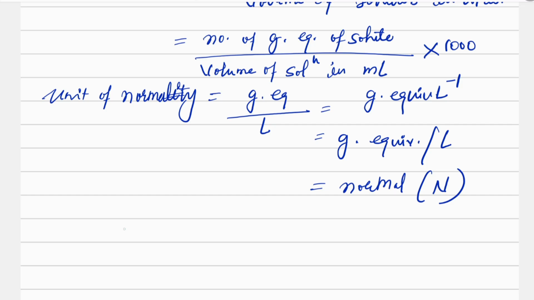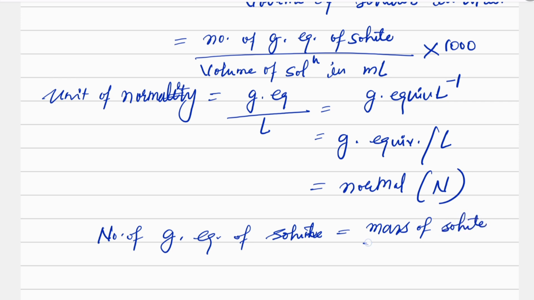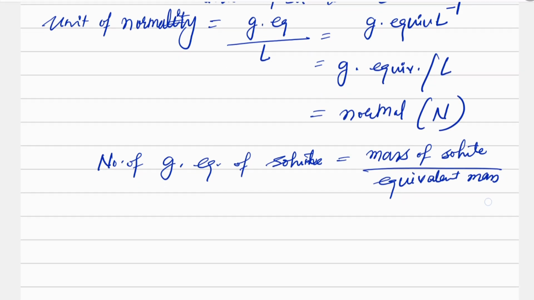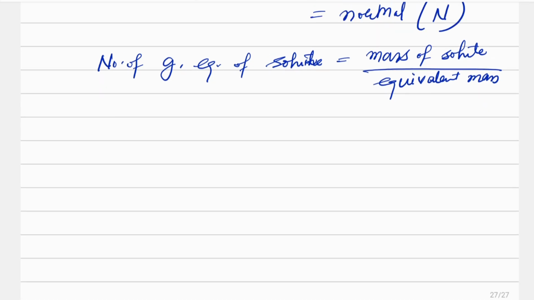So we were talking about the number of gram equivalents of solute. How are we going to calculate it? It's mass of solute divided by equivalent mass. Now, this is not easily clear. So, let's take a few examples and calculate the number of gram equivalents of that solute. So, mass of solute is going to be the given mass.